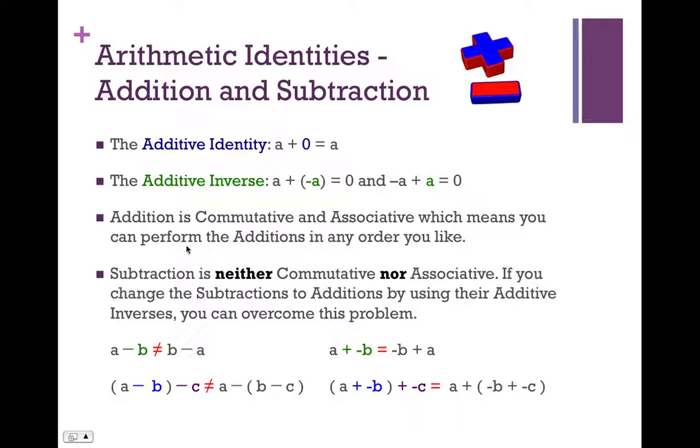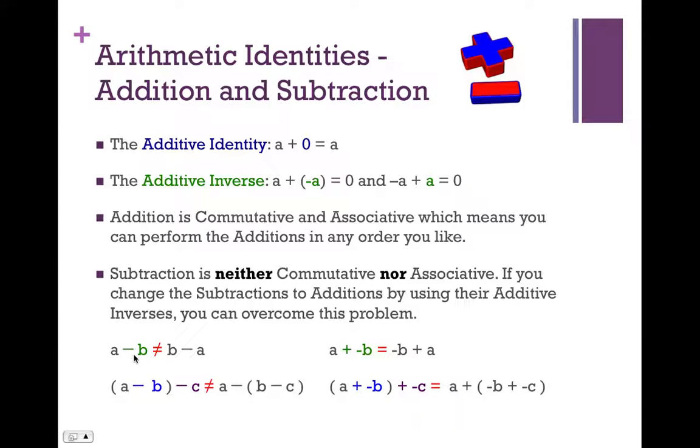Now addition is commutative and associative, which means you can perform the additions in any order you like, and that is not true for subtraction. If you change subtractions to additions by using their additive inverse, you can overcome this problem. Now, here's the commutative law. The subtraction of B from A does not equal the subtraction of A from B, as you will see in the example I show next.